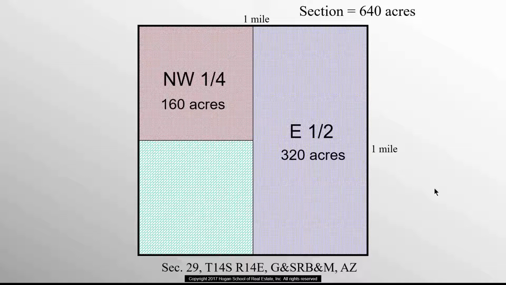So that parcel would be described how? Sure, it is the south and west quarter, so the southwest quarter of section 29. And how many acres in the southwest quarter? Well, again, any quarter is 160 acres. Any quarter section, 160 acres.